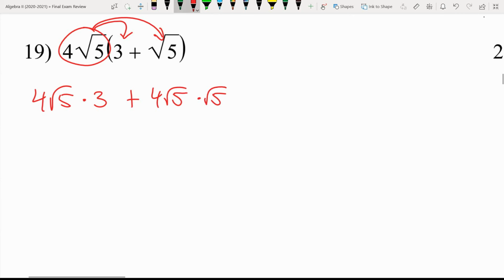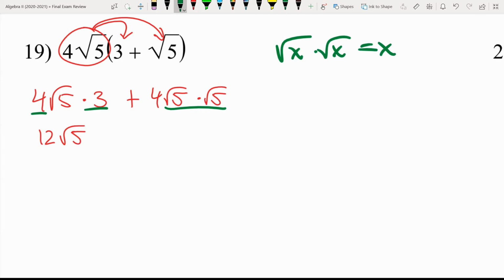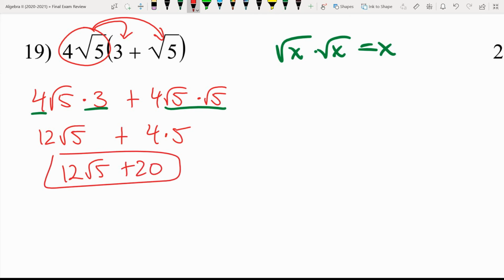So on this first one, all I can put together is a 4 times 3 there. That square root of 5, nothing I can do with that. Just 4 times 3, which is 12 square root of 5. This last one here, whenever you take a square root of something times itself, you have this general rule. Square root of x times the square root of x is just equal to x, which means square root of 5 times the square root of 5 is just equal to 5. So we got 4 times 5 there. 12 square root of 5 plus 20 is your answer.